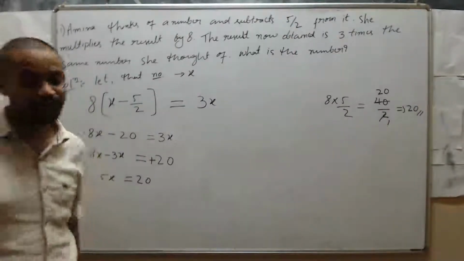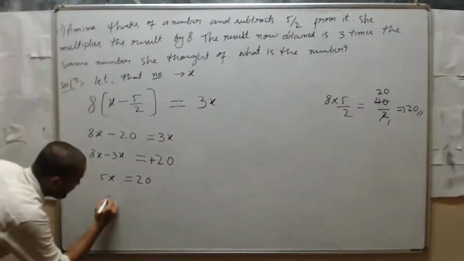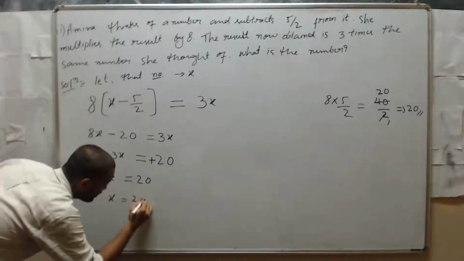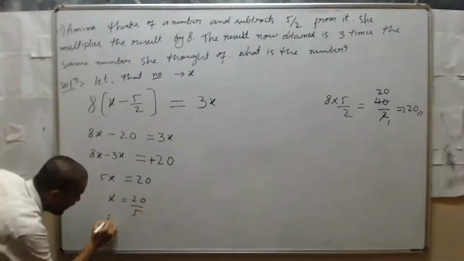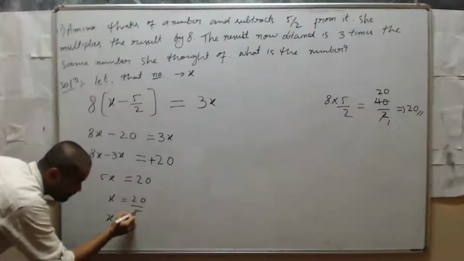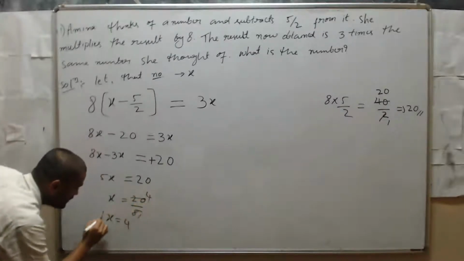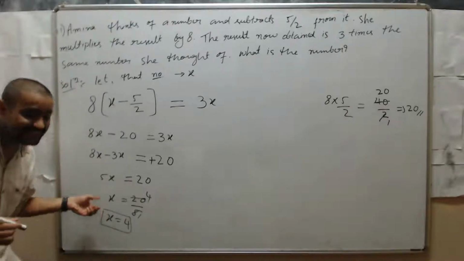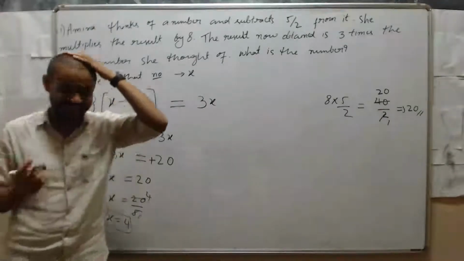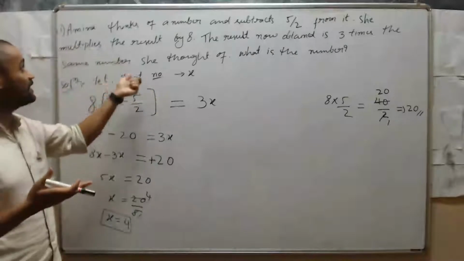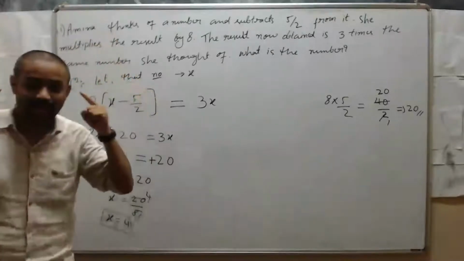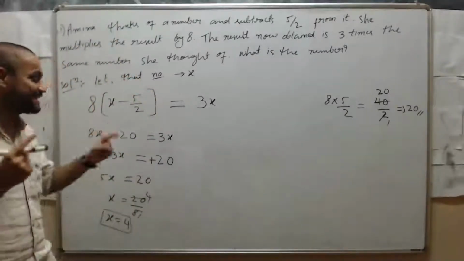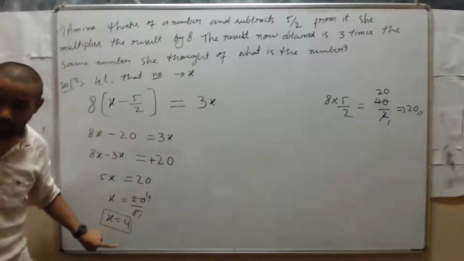X is equal to 4. Very good. What is that? See here. X is equal to 20 by 4. Sorry, 20 by 5. And x is equal to 4. Why, sir? What is this x exactly? Yes, this x is that number. That number will be Amina's number. Whatever number she thinks of, that number will be 4.